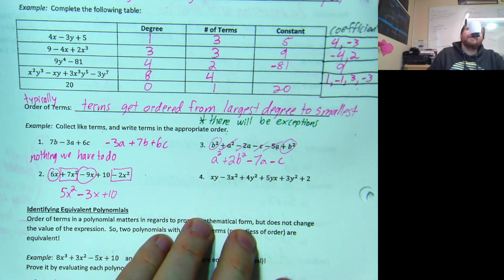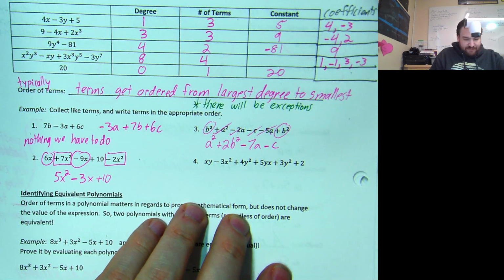And then number 4. 4 is a fun one. Takes you back to grouping terms from before. What would we do?